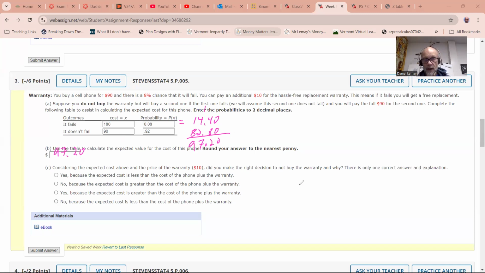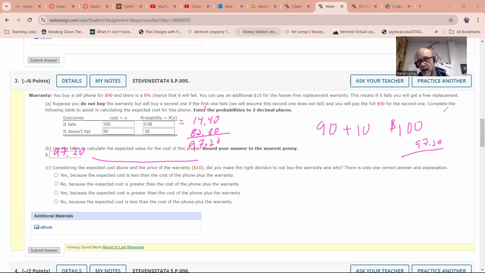But if I do buy the warranty, if I were to buy the $10 warranty, I would spend $100 on this. So that means in the long run, let's see, how do I word this? They're going to take in $100 in the long run. The phones are going to cost them 97.20.